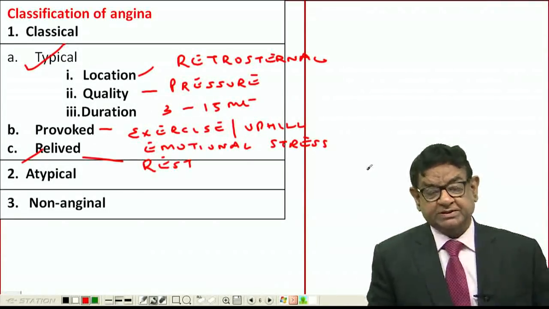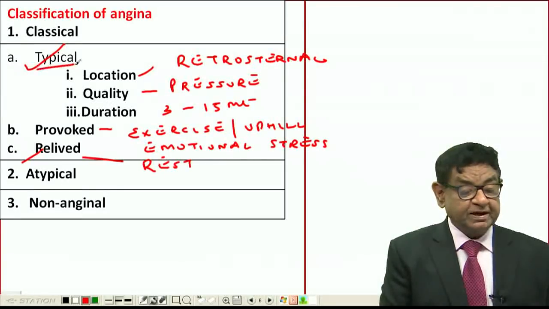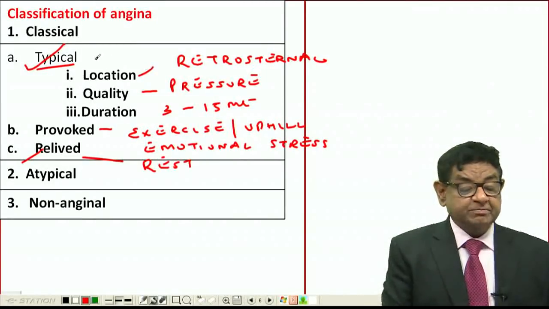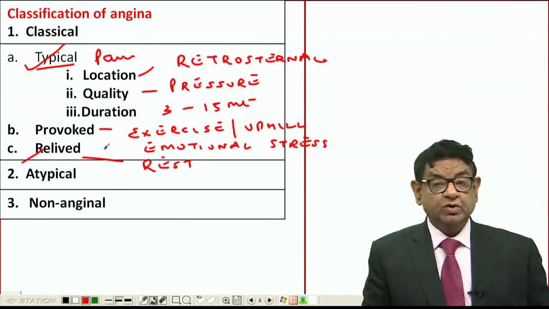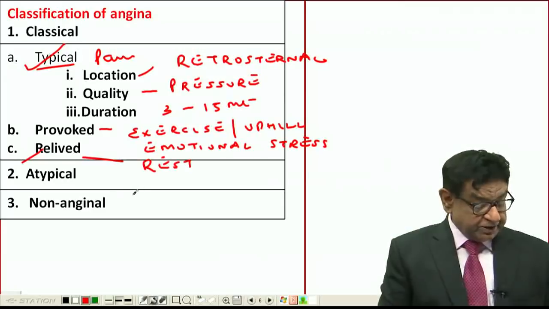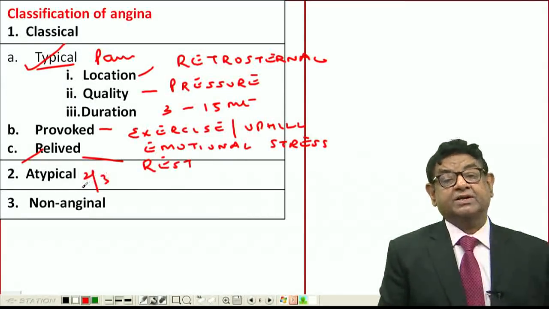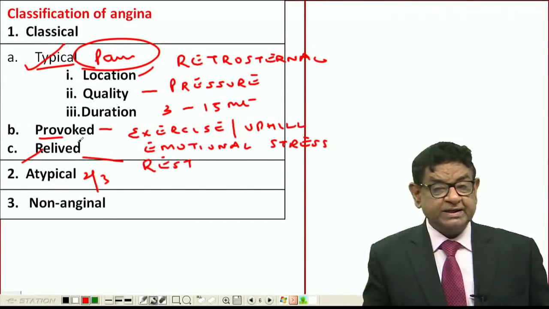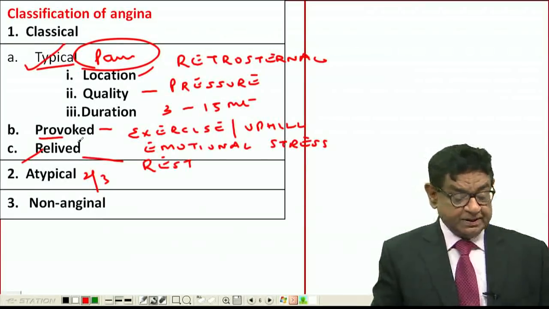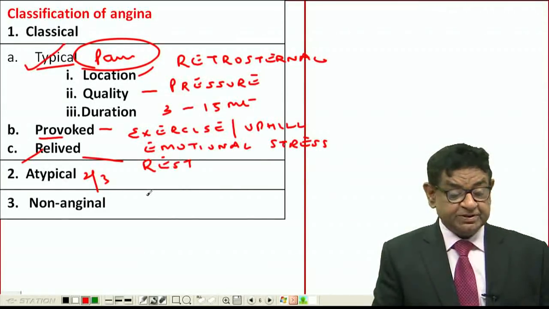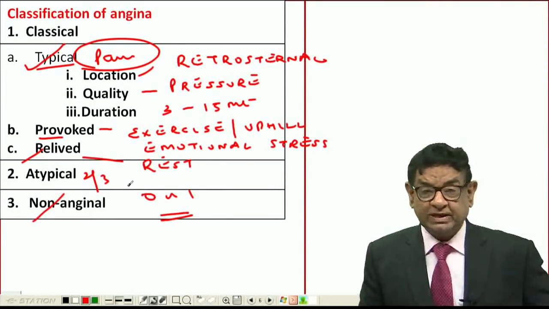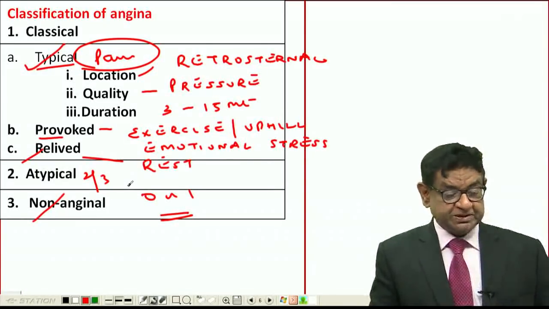Okay, so there are three factors: location, quality, duration, provoked by and relieved by. Right? Now, this is the pain character. When we talk about atypical angina, when 2 out of 3 features are there, that means pain, provoke or relief, any 2 are there, then we call as atypical angina. But if patient has pain chest with 0 or only 1 manifestation, then it is most likely non-anginal pain, right?